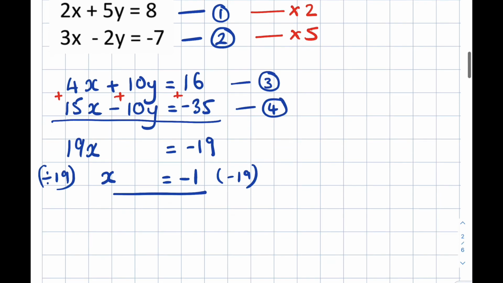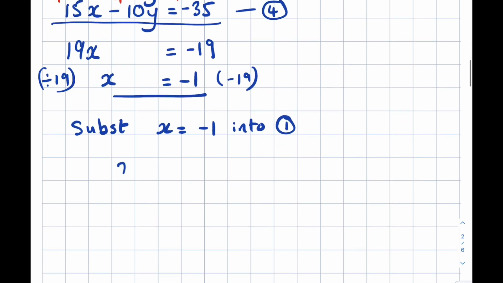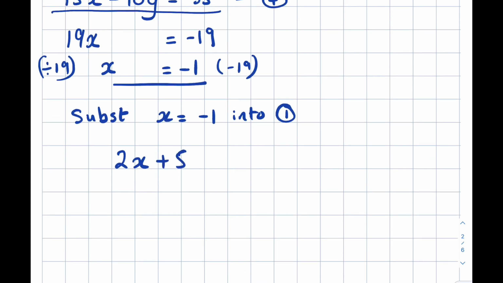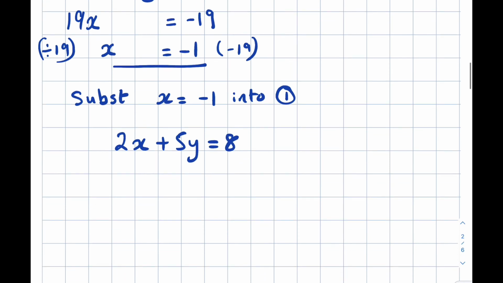So substitute x equals a negative 1 into, it doesn't matter which equation you pick, I'm just going to substitute it into equation number 1. So I'm just going to write out the equation number 1 again. Okay, that's 2x plus 5y equals 8. So I'm going to put the negative 1 into this x here. Okay, so we've got 2 multiplied by a negative 1 plus 5y equals 8.